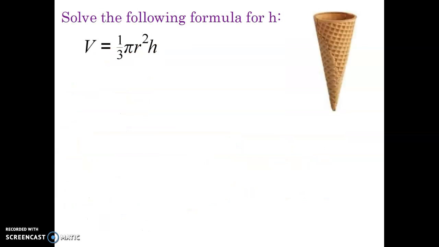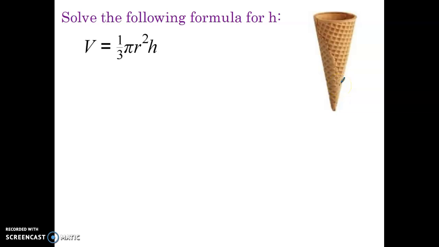Let's look at this one. Volume equals 1/3 pi r squared h. Well, that would be the volume of a cone. So the way it's written right now, it would be like if you knew the radius of the cone up here at the top, and you knew the height of the cone right here, and you wanted to know how much ice cream could fit inside your cone.